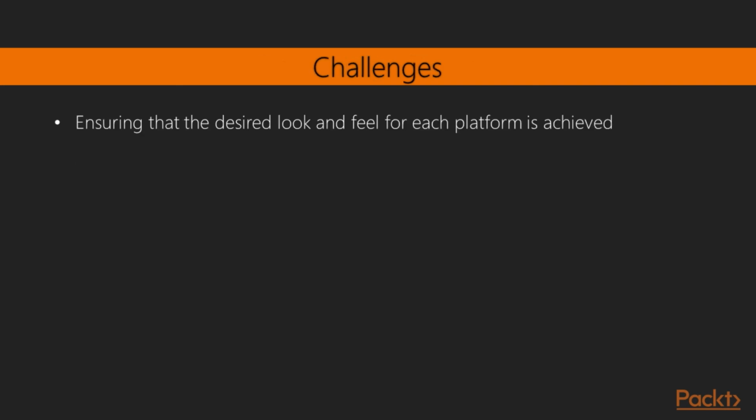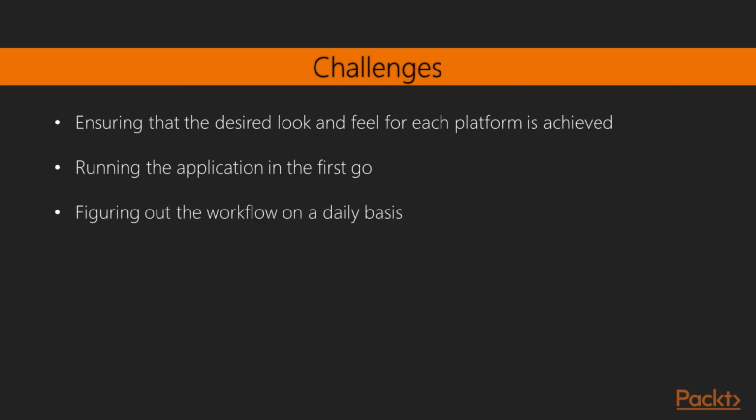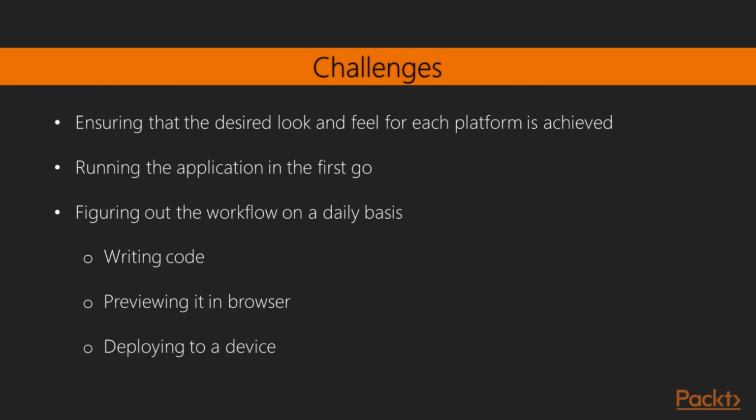One of the biggest challenges in developing an app is to ensure the desired look and feel for each platform. Specifically, you want to write the code and theme once and have it just work. Another challenge is figuring out the workflow on a daily basis, from writing code and previewing it in the browser to deploying it to a device for testing purposes. You want to minimize a lot of unnecessary steps. It's certainly difficult if you have to rebuild the app and test it independently for each mobile platform.